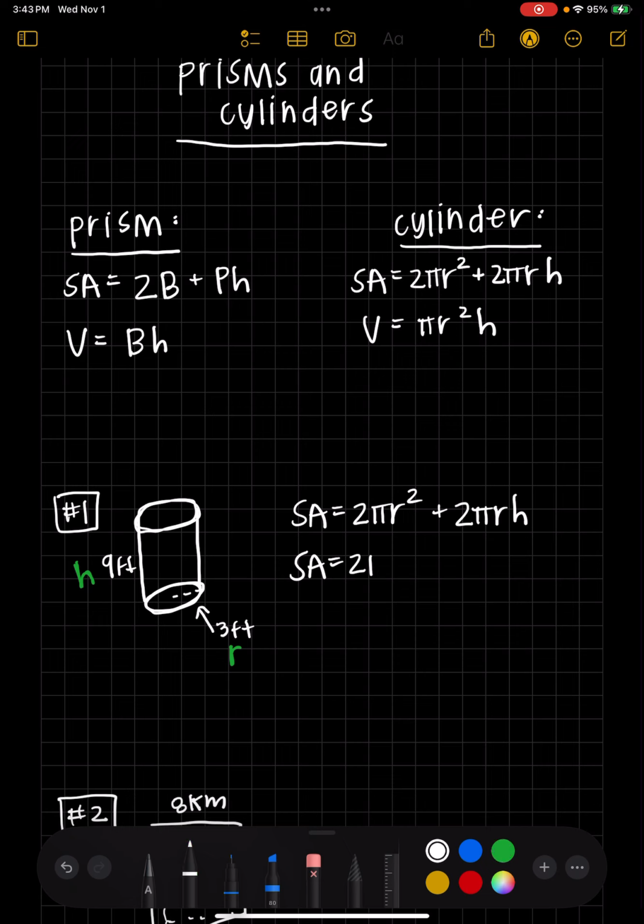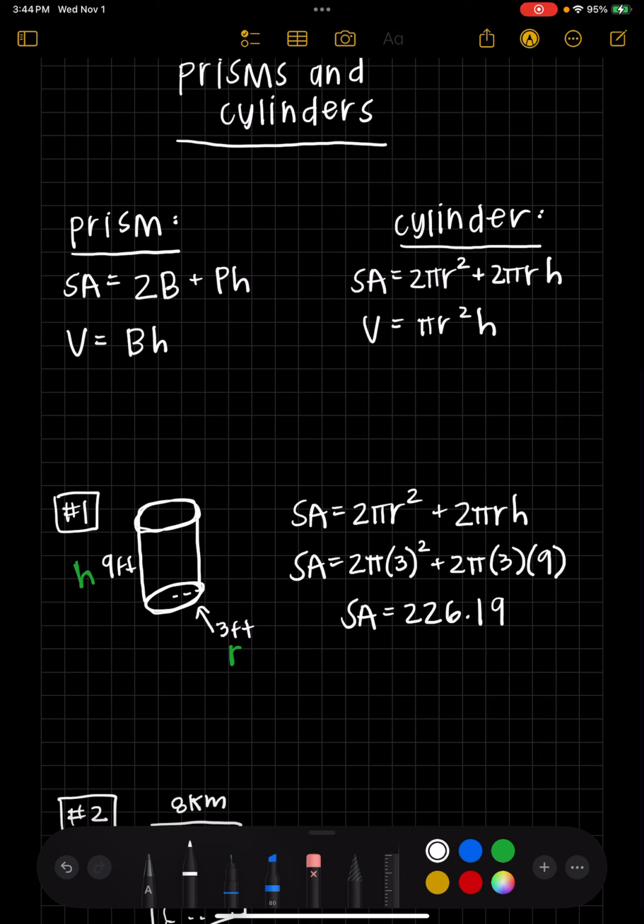So we would have 2 pi, but instead of r, I'm going to put 3 in there. We don't put 3 feet in there because our calculator doesn't handle units well, but when we get our answer, we'll put units back onto it. And then plus 2 pi r, which we know is 3, times the height of the prism, which is 9. All right, so now let's plug that into the calculator. We have 2 pi times 3 squared plus 2 pi times 3 times 9. And I end up with the surface area equal to 226.19.